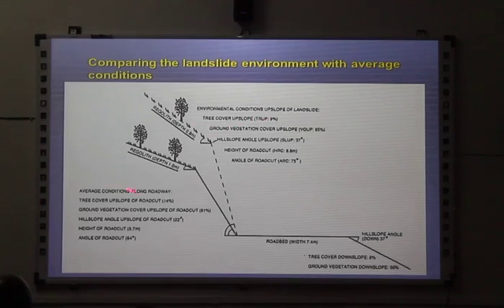On average, there's more tree cover upslope, better ground vegetation cover, perhaps because it's not shaded by trees, in landslide areas. That's upslope of the road cut. Hill slope angle, relatively steep, that's quite clear cut, isn't it? Height of the road cut, okay, it's bigger where there's a landslide. Angle of the road cut, again, it's bigger. So the usual suspects are there.